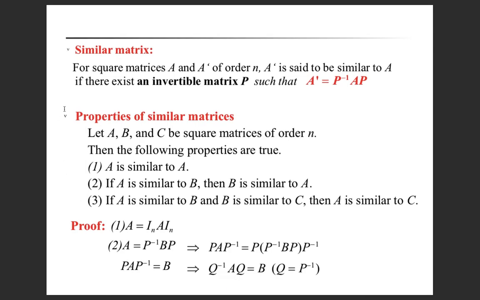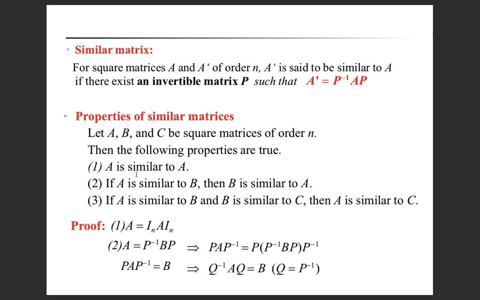Now, similar matrices. For square matrices A and A dash of order n, A dash is said to be similar to A if there exists an invertible matrix P such that A dash is equal to P inverse A P. Now some properties of similar matrices. If A, B, C are square matrices of order n, then A is similar to A. If A is similar to B, then B is also similar to A. If A is similar to B and B is similar to C, then A is also similar to C.